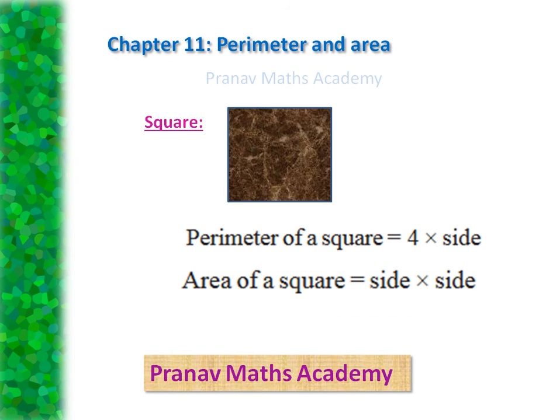Then Perimeter and Area, chapter 11. Square. Perimeter of square equal to 4 into side. Here all sides are equal. Area of square equal to side into side. Rectangle.